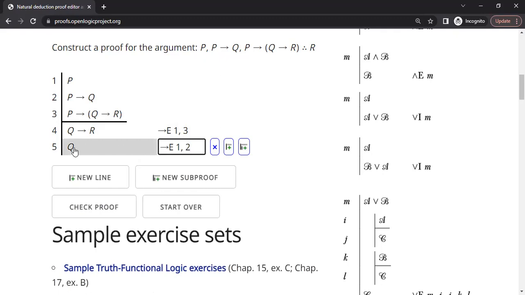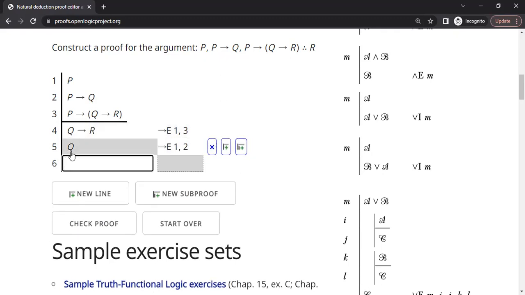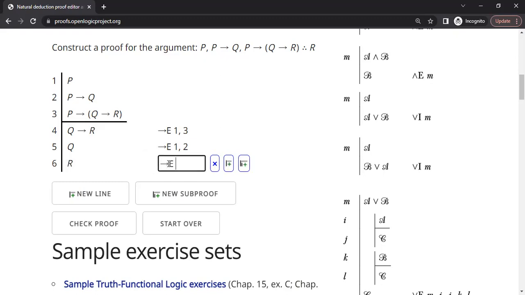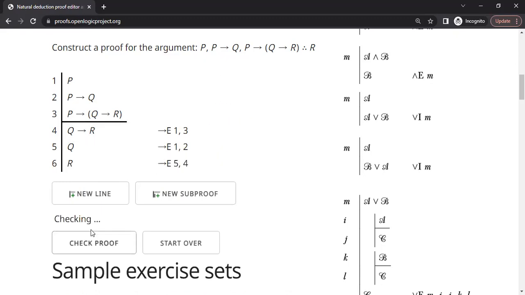You could have definitely applied the elimination of 1, 2 first and then 1, 3. The order doesn't really matter in this case. Okay, now you can combine these 4 and 5, right? Q and Q implies R will imply R. So essentially, you're doing an elimination of 5 and 4 to get R. Okay, we can check the proof.